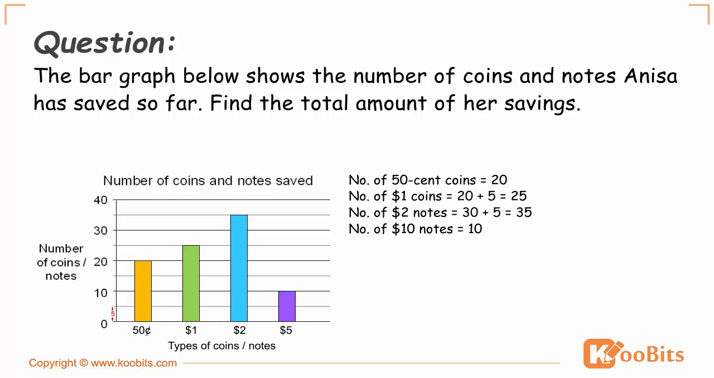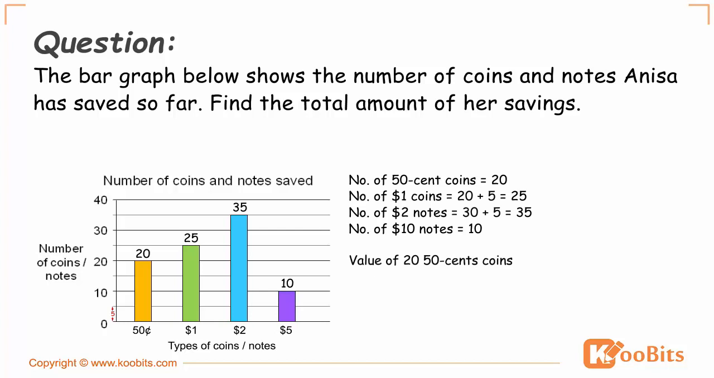Let's recall the number of each type of coins and notes there are. We saw that there are 20 50-cent coins, 25 $1 coins, 35 pieces of $2 notes, and 10 pieces of $5 notes. Now let's find their respective values.